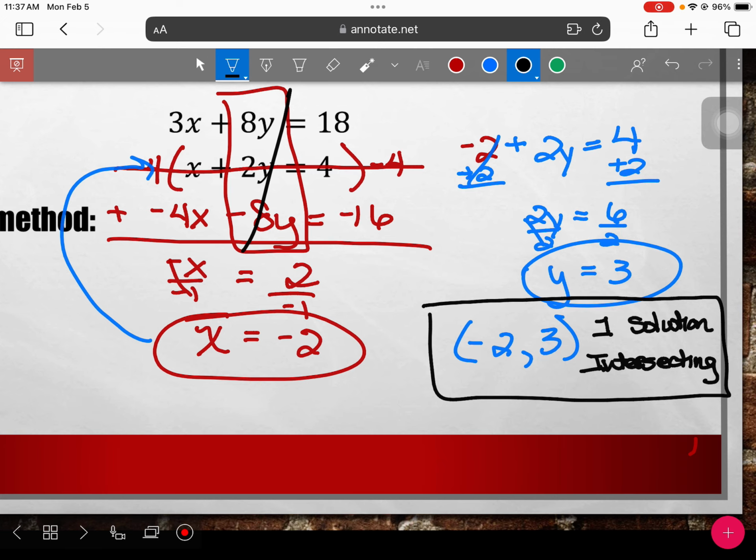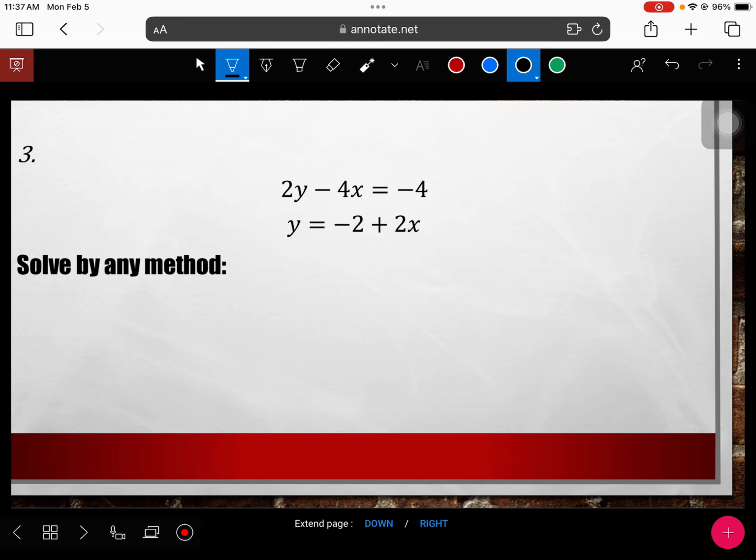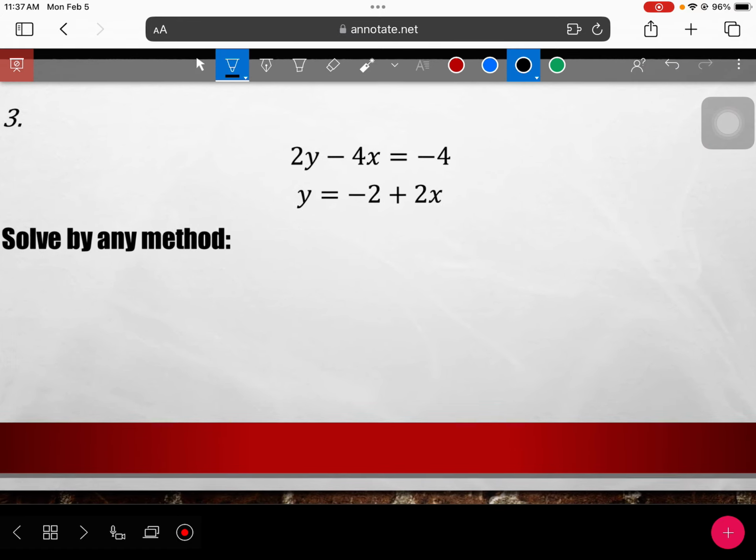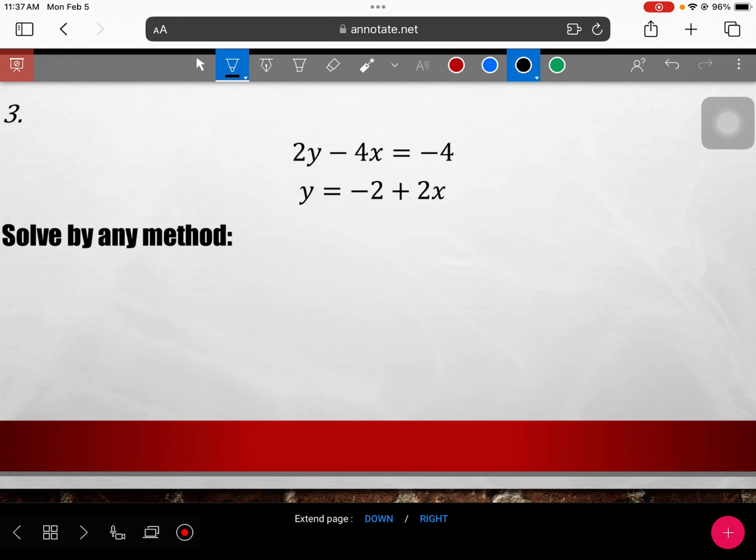Okay, let's go to problem number 3. This is the last example that we're doing. Solve by any method. 2y minus 4x equals -4. Y is equal to -2 plus 2x. Floyd, what method would you use here to solve? You are exactly right. Substitution probably would be the way to go.